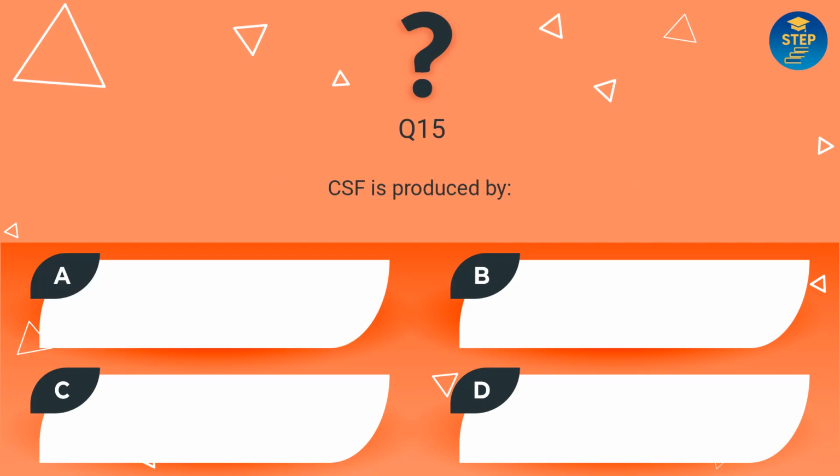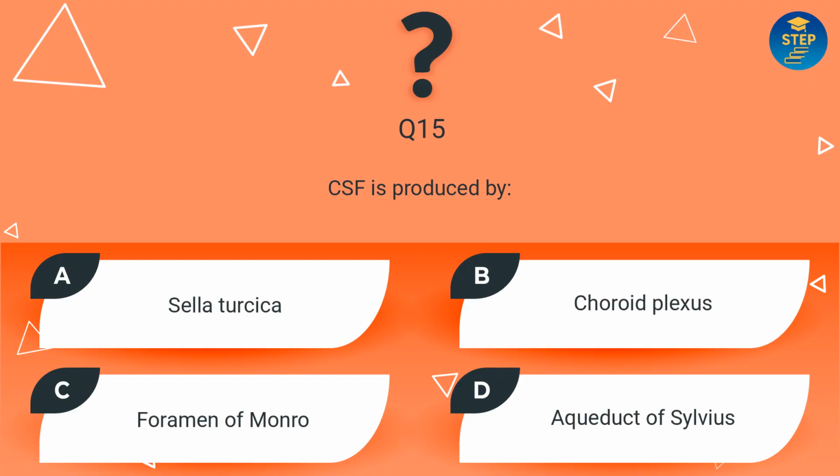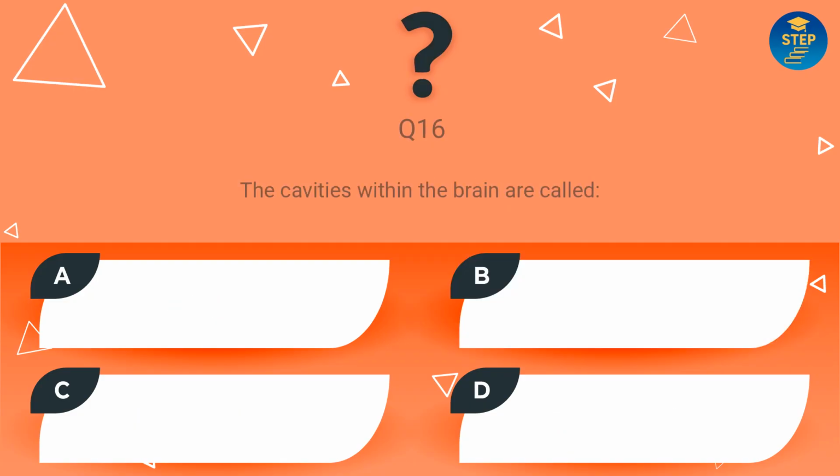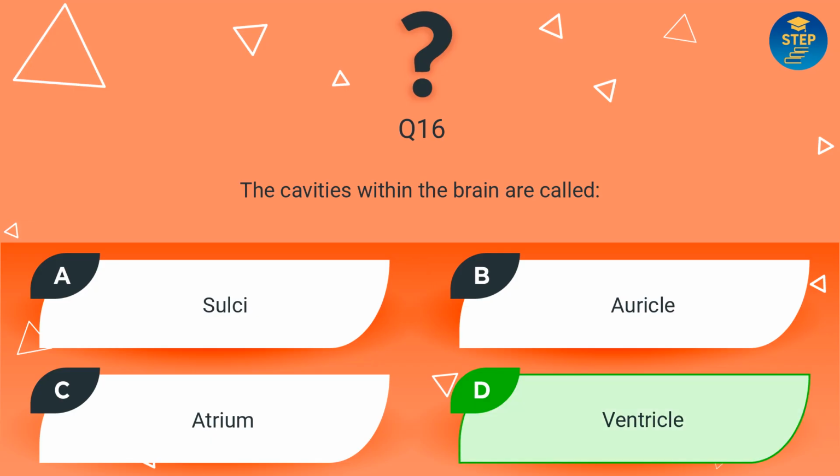Cerebrospinal fluid is produced by sella turcica, choroid plexus, foramen of Monro, aqueduct of Sylvius. Answer is choroid plexus. The cavities within the brain are called sulci, auricle, atrium, ventricle. Answer is ventricle.